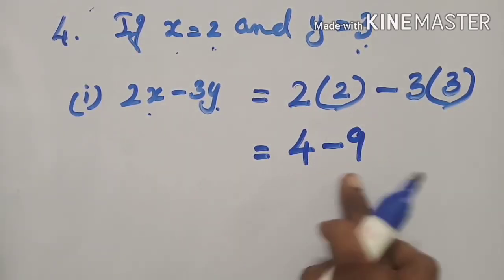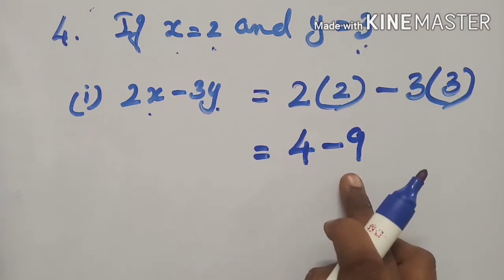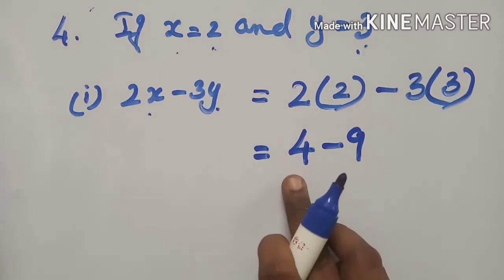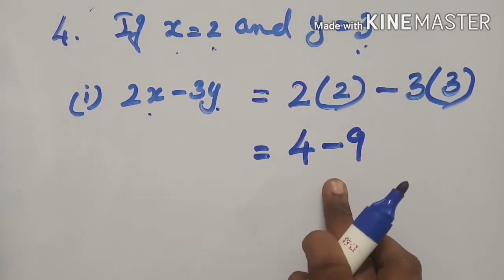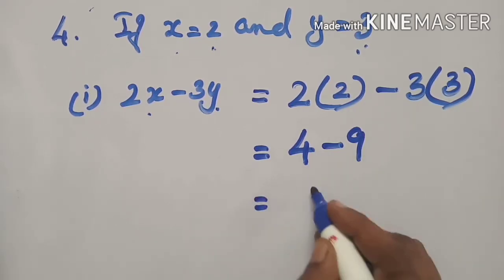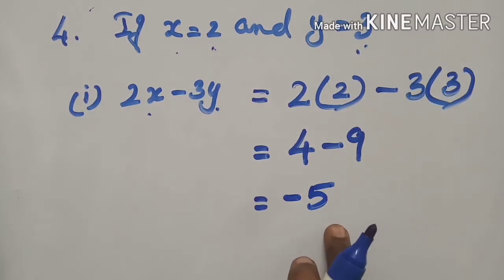So here we have to simplify. One is a positive number, another is a negative number. Plus 4 minus 9. Subtract and put the greater number's symbol. So 9 minus 4 is 5, and the greater number's symbol is minus. So the answer is minus 5.